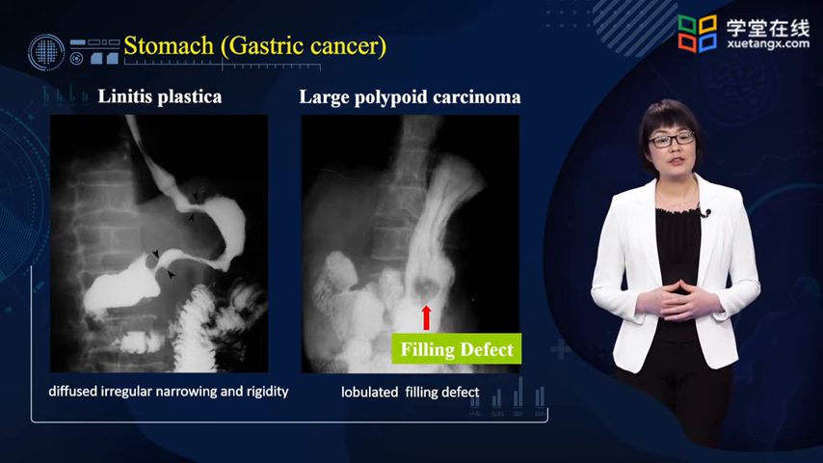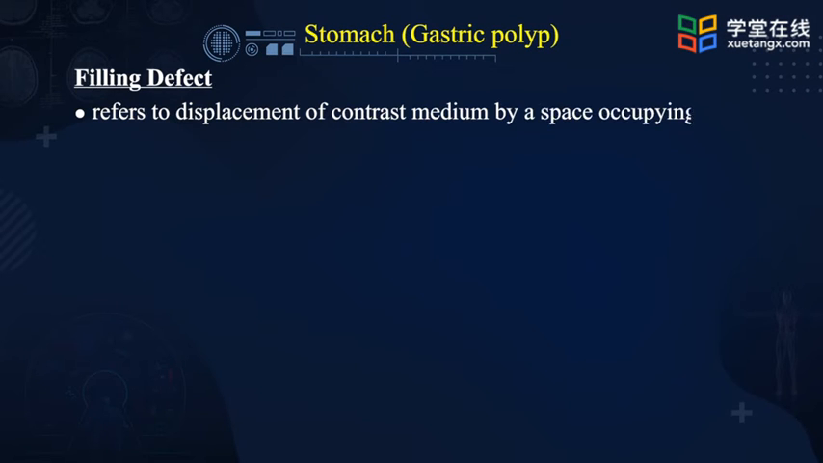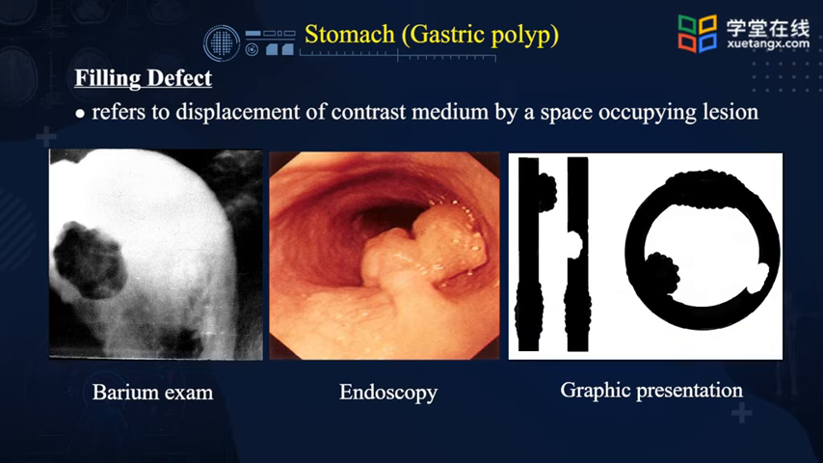So, what is filling defect? A filling defect refers to displacement of contrast media by a space-occupying lesion in a radiographic study. A lesion, usually of soft tissue density, protrudes into the lumen and displaces intraluminal contrast. For example, a polyp is a filling defect. Again, these three images from barium exam, endoscopy, and graphic presentation together can help you better understand this concept.